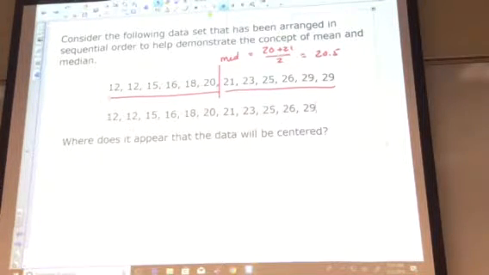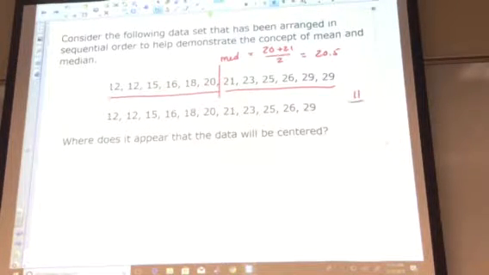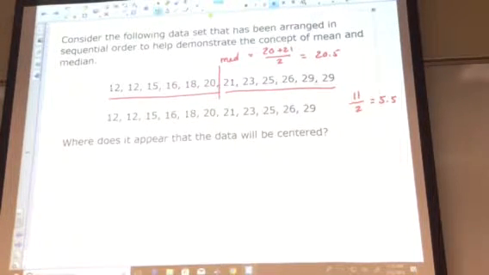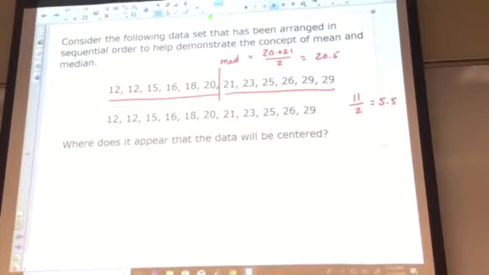Now how many data items do I have? 11. So what happens when you take 11 and divide it by 2? I get 5.5. Does that pose a problem? You can't have half an item, right? So what are you going to do with that 0.5?